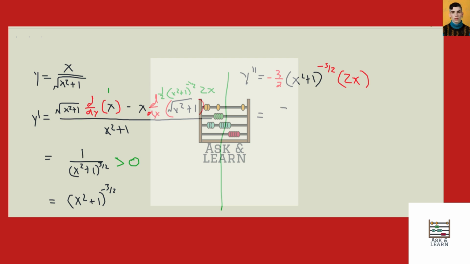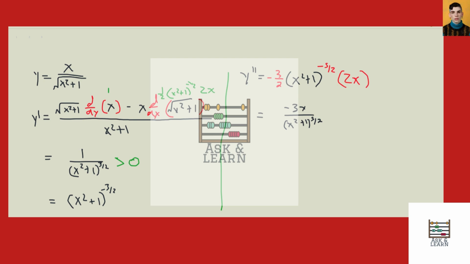So let's just rewrite this really quickly, and doing that will give negative 3x. Oh, actually, I was looking at the wrong thing. So this here should be negative 3x over x squared plus 1 to the 5 halves.